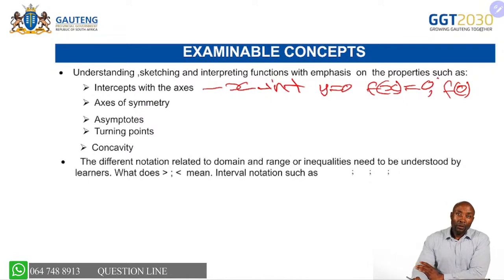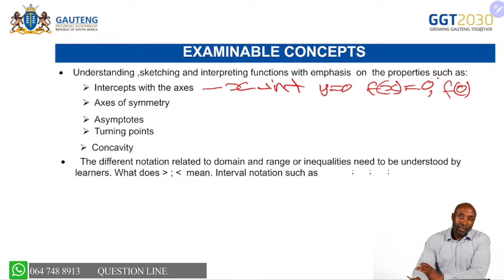Now, we should also look at the different notations for representing our domain and range. We are aware that we should understand the terms domain, which is the x values where our function is defined, and range, which is our y values where our function is defined. But there is a correct way of representing the notation for our domain and range.